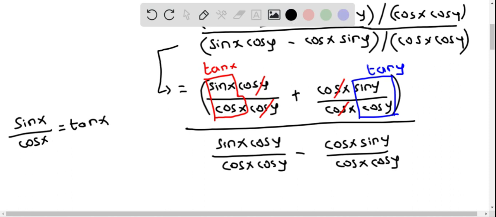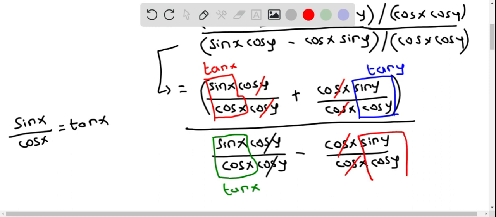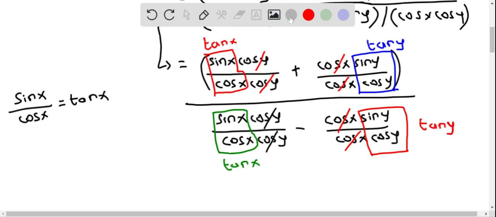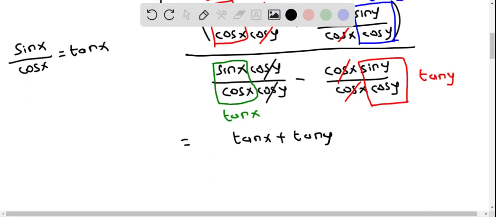Now let's verify the denominator terms. We have cos y, and these two get cancelled, and we have sin x over cos x, which equals tan x. We then have cos x, these two get cancelled, and we have sin y over cos y, which equals tan y. So we have the numerator tan x plus tan y, and in the denominator we have tan x minus tan y.